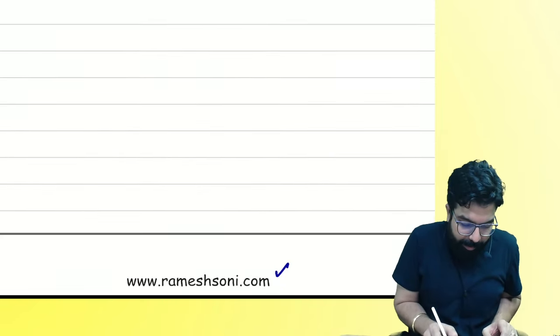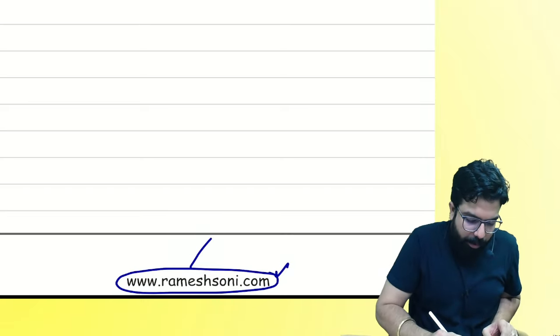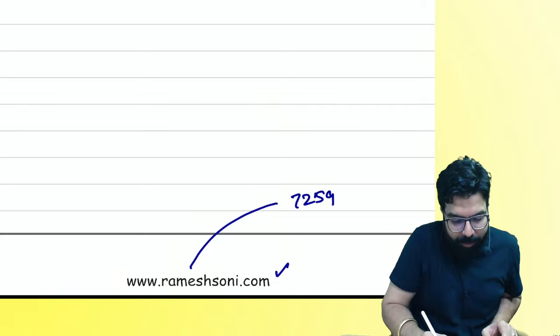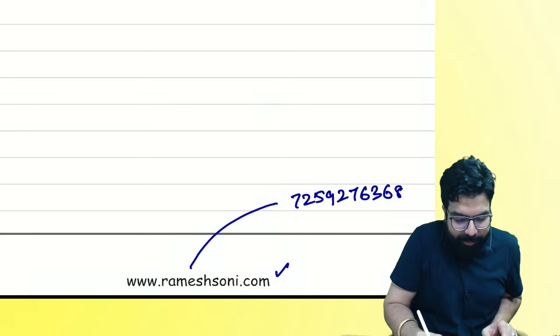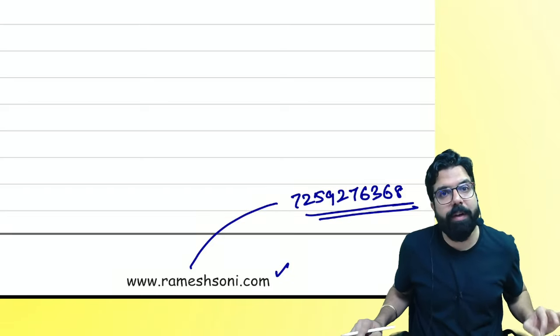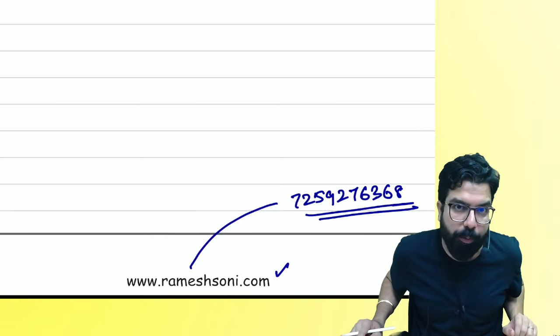Now, all the students who have taken the classes from RameshSoni.com, you can send me a WhatsApp or Telegram message on 7259-276368. This is my number, 7259-276368. You can send me a message and I'll help you with your queries.